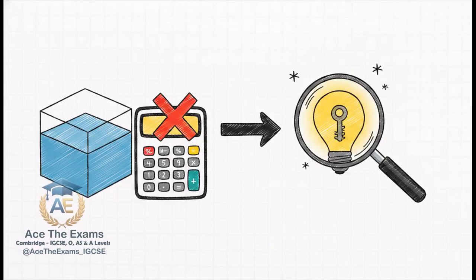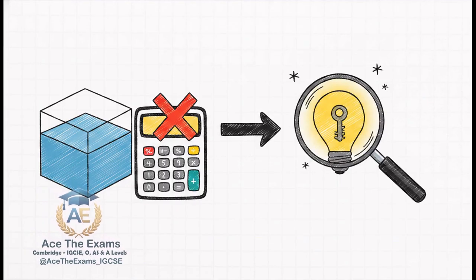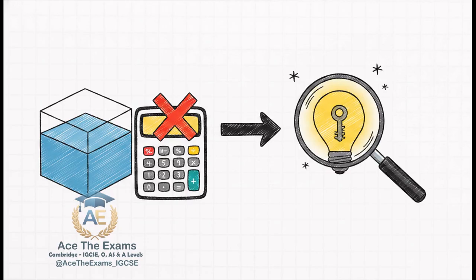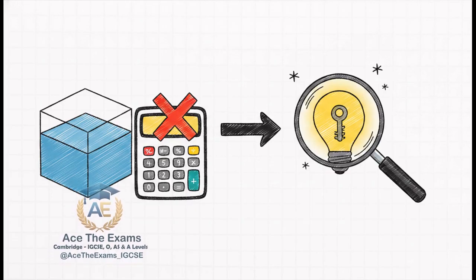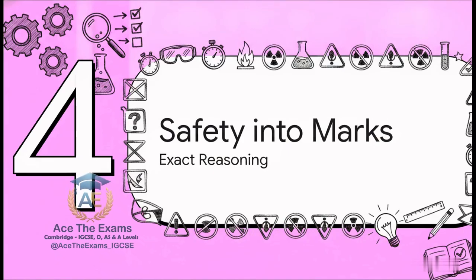Now, in just a moment, I'm going to show you the one calculation habit that instantly obliterates your marks in a volume and density question. It completely ruins your final answer. But first, we need to apply our framework to make the examiner's safety clues incredibly obvious. Let's dive into Section 4, translating safety into marks.